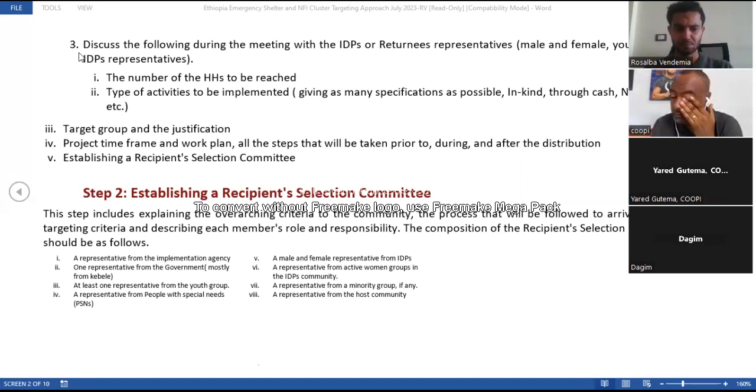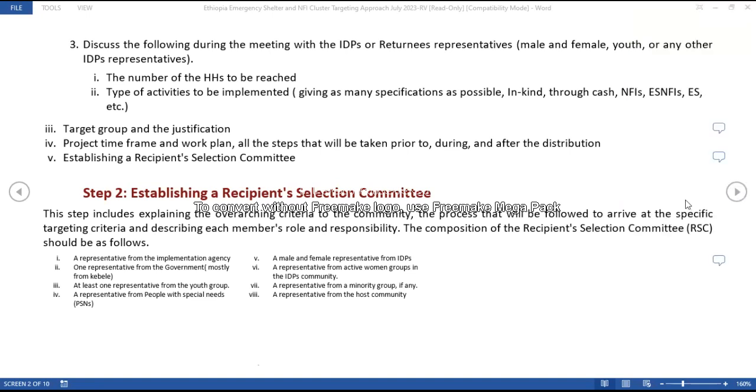At the same time, step 2: once we have discussed all these things as an introduction at the first step with those who are concerned, the next step is to process the beneficiary selection, following the criteria. Most of the time, those we know. As you can see from the slide, there are around 8 or 9 beneficiary selection committee criteria.